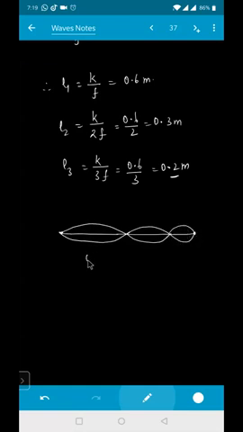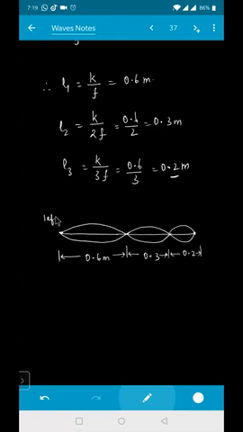Okay. So this will be equal to how much? 0.6 meter. This will be equal to 0.3 meter. And this will be equal to 0.2 meter. The distance between these two.